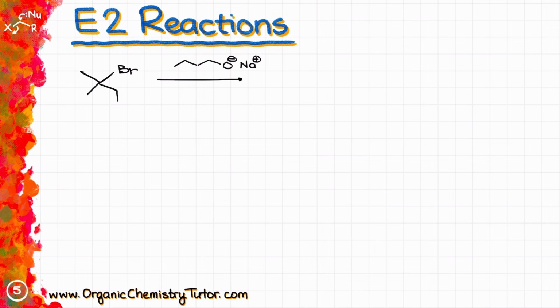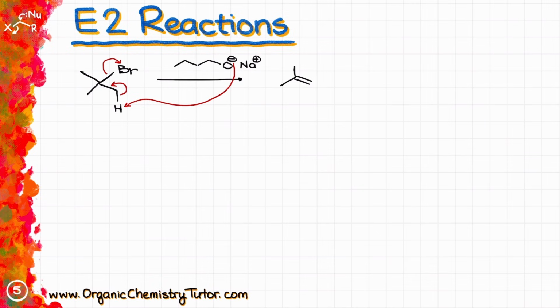Now, we are not going to be forming any intermediates here. As I've mentioned, the E2 reaction is a concerted mechanism, which means that my butoxide is going to be using its electron density to tug on the hydrogen next to my leaving group, which is going to cause a cascade of electron density pushing the leaving group out, and that is going to produce my double bond right away without any intermediates.